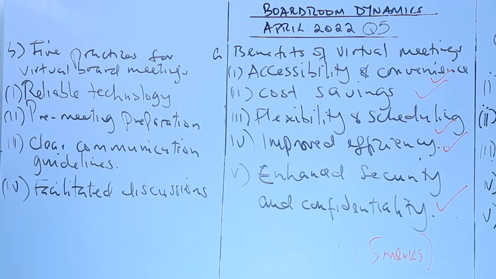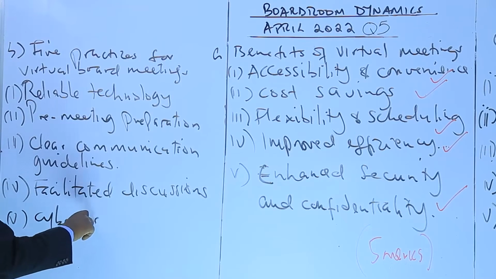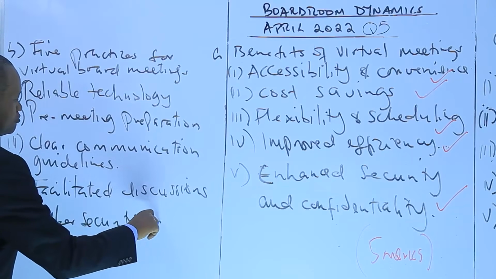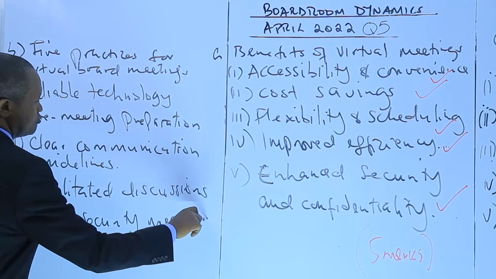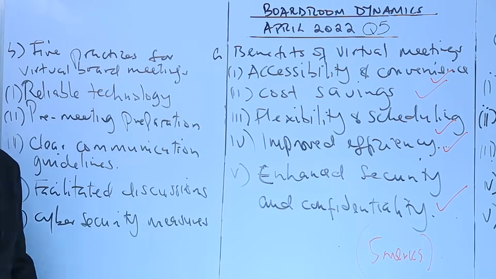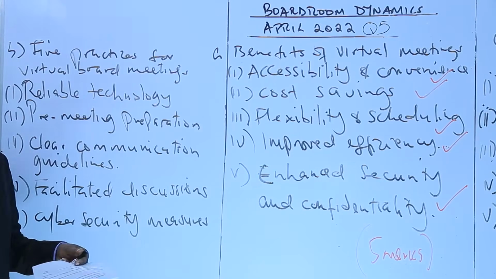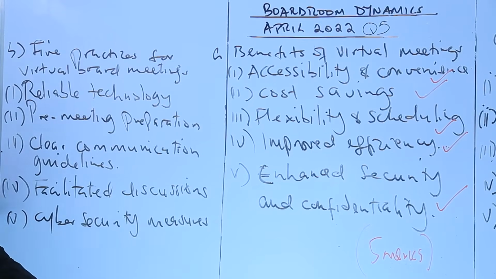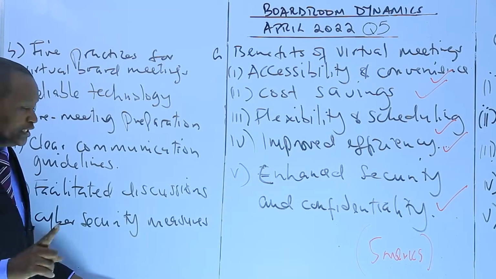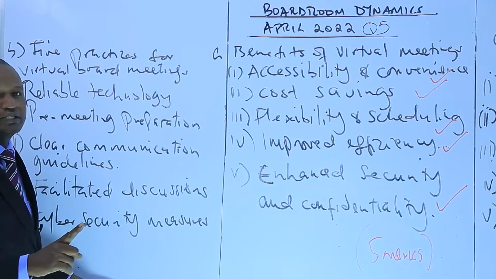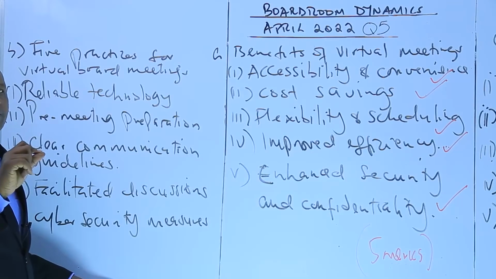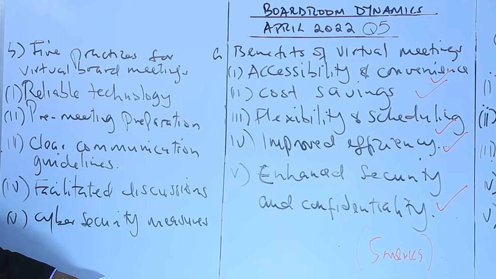Then the last best practice is in relation to cyber security measures. The board should implement robust cyber security measures in order to protect sensitive board information, such as using secure login credentials, as well as encryption of data transmission, and so on.